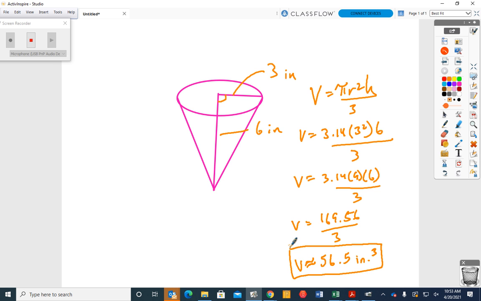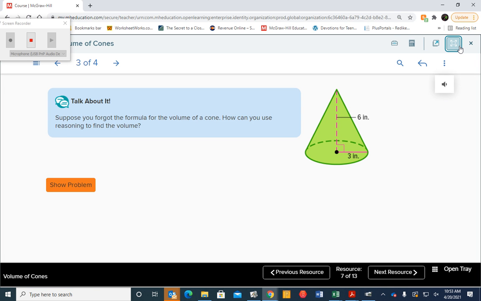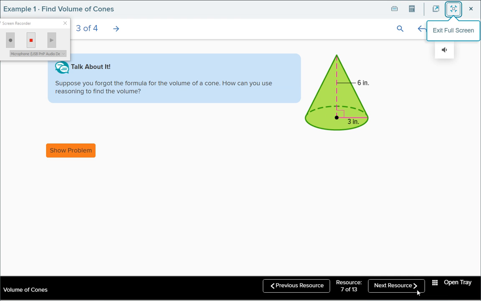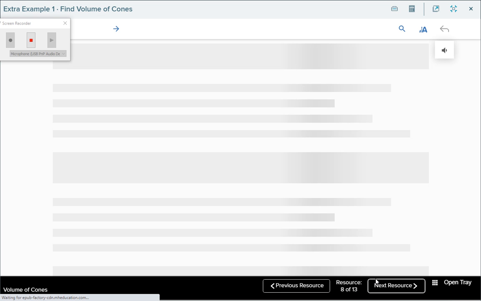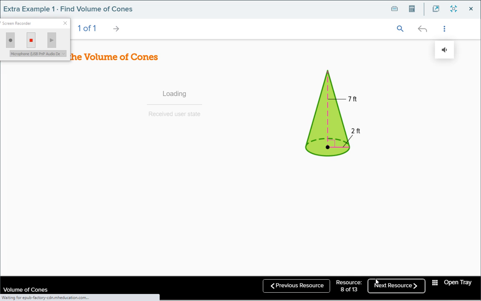Does that make sense how we did that? It's pretty simple. It's basically the same exact thing as what we did with cylinders. The only change is we made that divided by 3. Okay, let's try this one, and let's see how we do. You guys do this next one on your own, using the formula that we just did. Try that one. Let's see if you get it right.